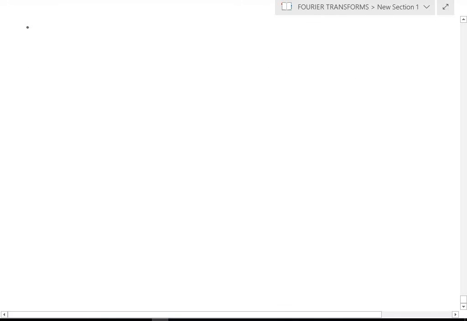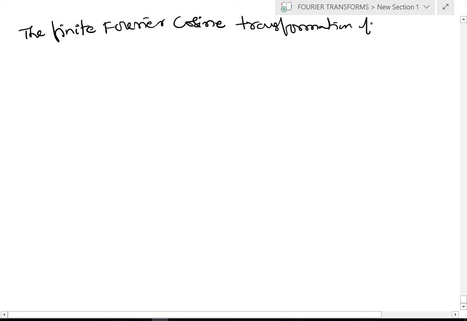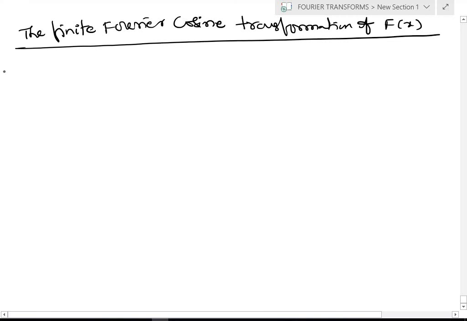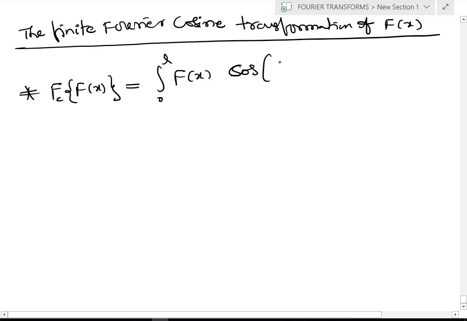In a similar way, we can define the finite Fourier cosine transformation. Cosine transformation of f of x is defined as, first we will define the Fourier cosine transformation of the function f of x will be equal to, so it is again the integration from 0 to L f of x cos of n pi x by L dx, that will be equal to cosine transformation of n.